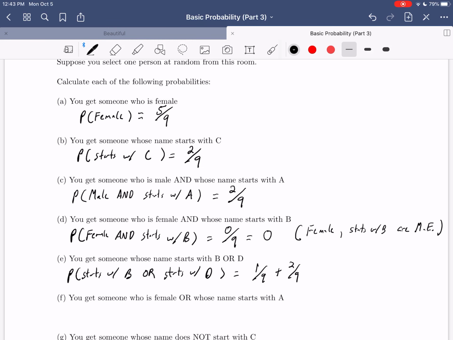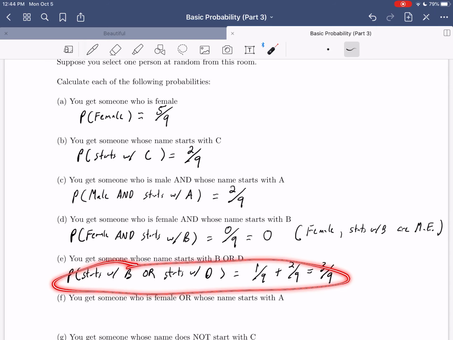Now, do we have to worry about any overlap? Do we have to do a minus people who start with B and D? Well, there is no one, right? You can't have your name start with B and have it start with D. You can only have it start with one letter. So we don't have to worry about any overlap. We can just add these together and get 3 over 9.